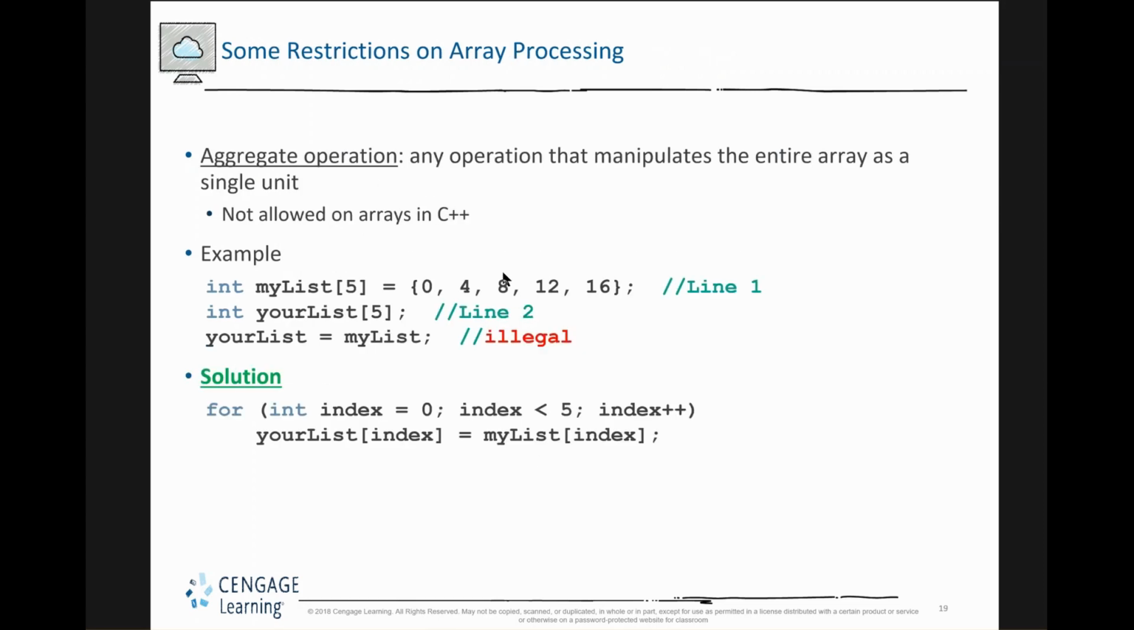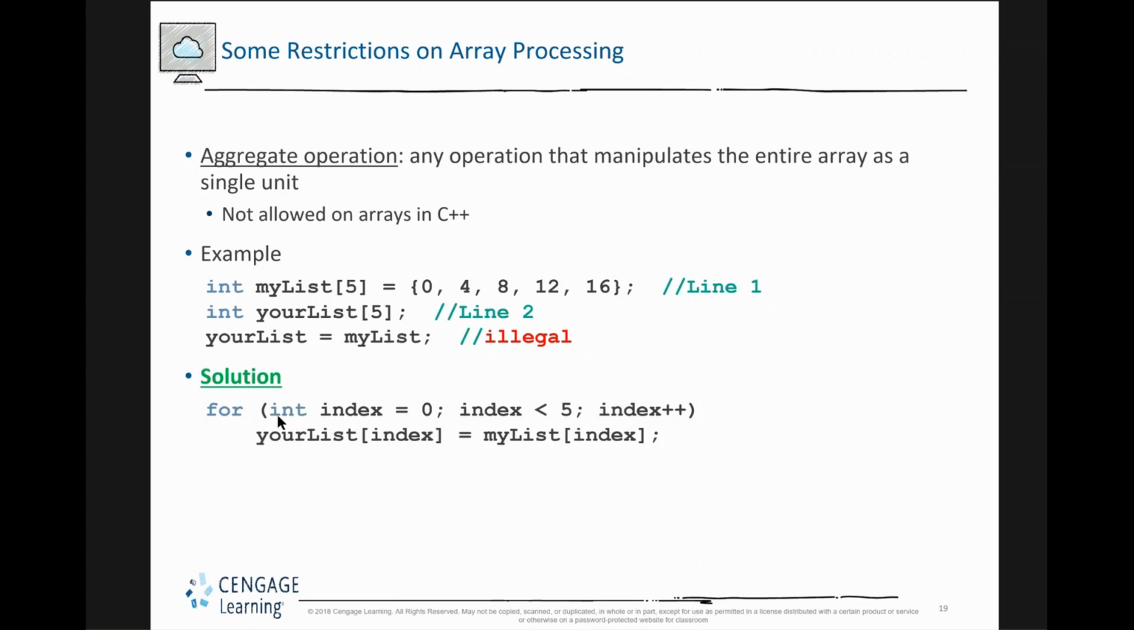You can't really do any kind of operation with the array treated as one single item. Look at this. If we say integer my list 5, we're going to have 5 items, equal, and the items are 0, 4, 8, 12, and 16. Well, what if we wanted your list to match my list? We couldn't say your list equal my list and then have it assign those elements. That would not work. You'll get an error. What you have to do is use a for loop and then do each individual element.